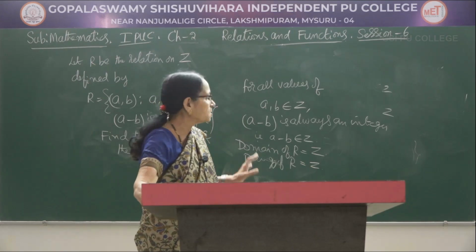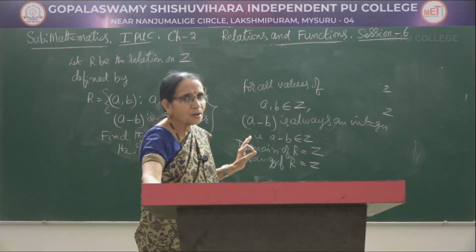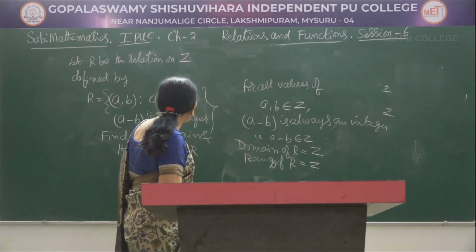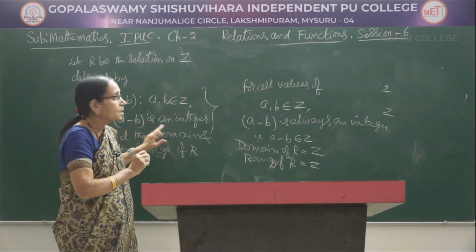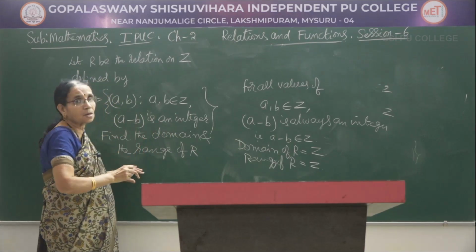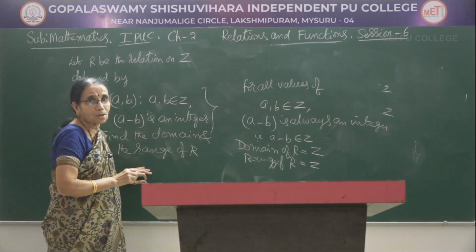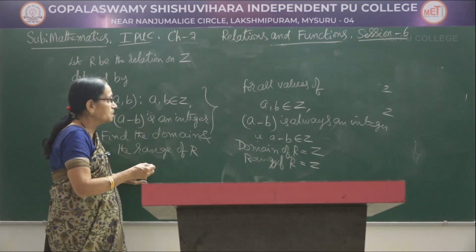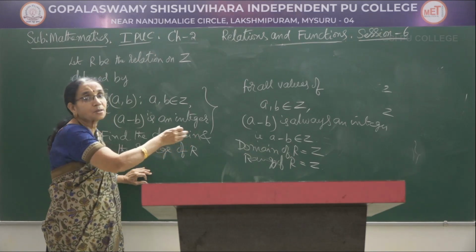So, how do you write this one? The domain is also the set of integers, the range is also the set of integers, because the relation is defined in this particular way. Suppose it is defined in another way. I have given A minus B is an integer. Suppose I had given you A minus B is a positive integer, then the domain of R cannot be the whole set of integers.